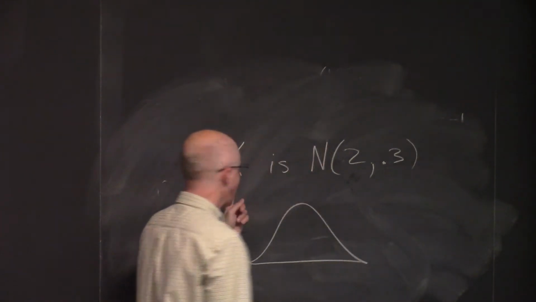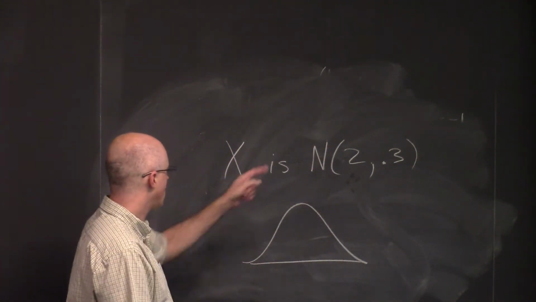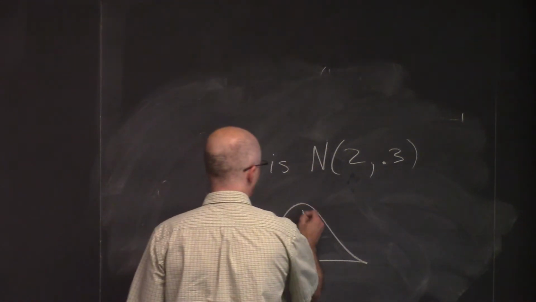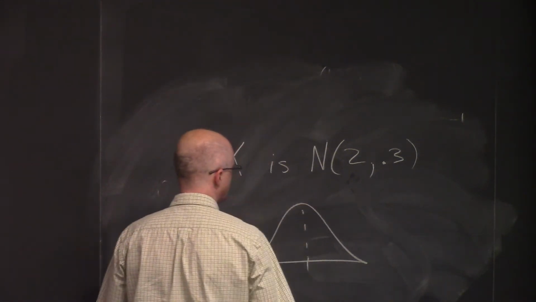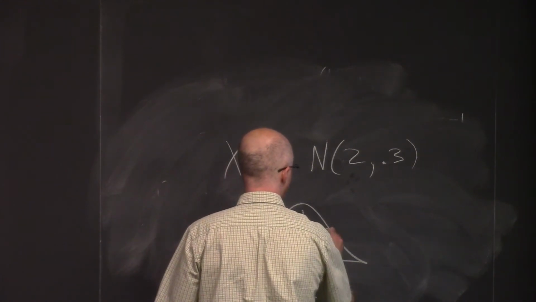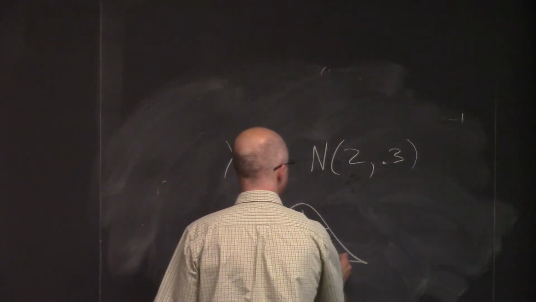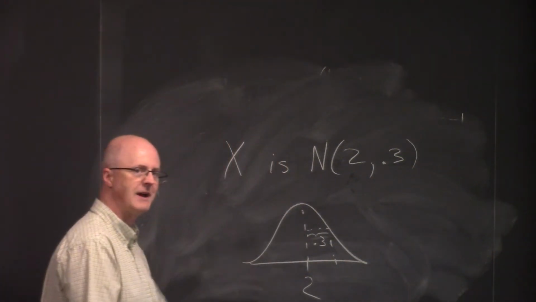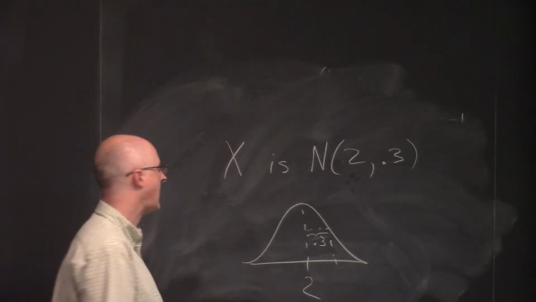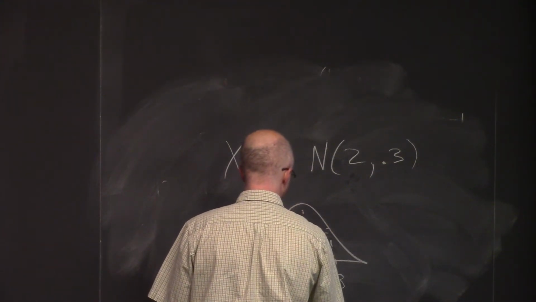I'm assuming if x represents the weight of a randomly chosen hummingbird, that it's normally distributed, that these weights are going to be distributed according to a normal curve, centered on 2 and with a standard deviation of 0.3. I have no idea if that's accurate or not. It's probably normally distributed, but I have no idea about whether 2 and 0.3 are accurate. This would be 2.3 and this would be 1.7.